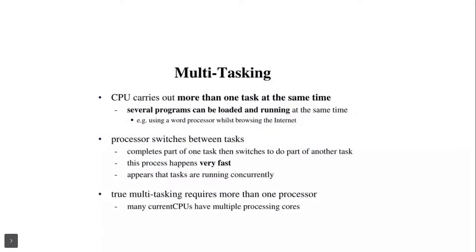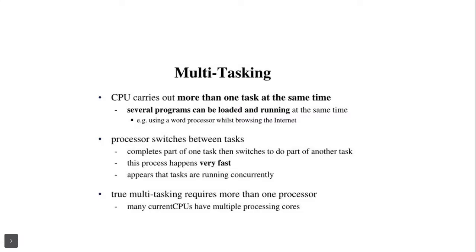And multitasking. What do you mean by multitasking? The CPU carries out more than one task at the same time. Several programs can be loaded and running at the same time. For example, multitasking means in my laptop I can open MS Word and at the same time I can access PowerPoint. Also I can browse the internet, email, and also I can use MS Teams. This is called multitasking.